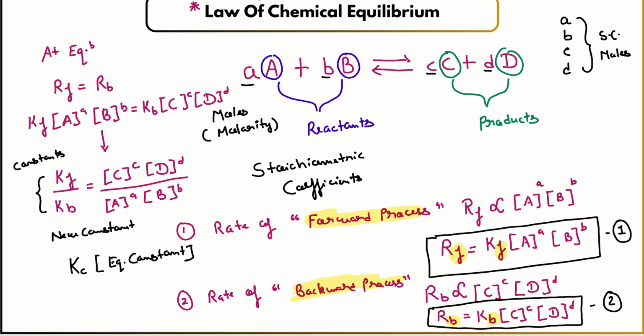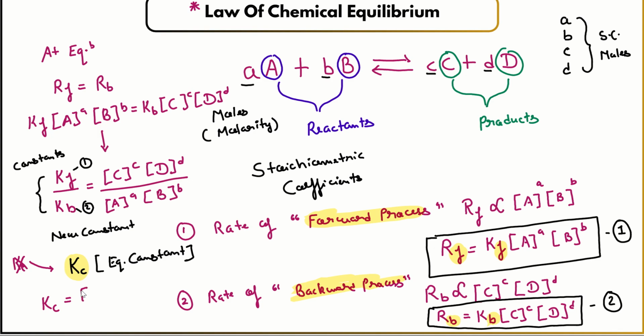This Kc is also known as equilibrium constant. And guys, we are getting this new constant Kc by dividing the constant Kf and the constant Kb. So by dividing Kf by Kb, we got a new constant known as Kc, the equilibrium constant. Remember that equilibrium constant is not written as Ke, we write it as Kc. So what will be the value of Kc? Its value will be similar to that of Kf divided by Kb.